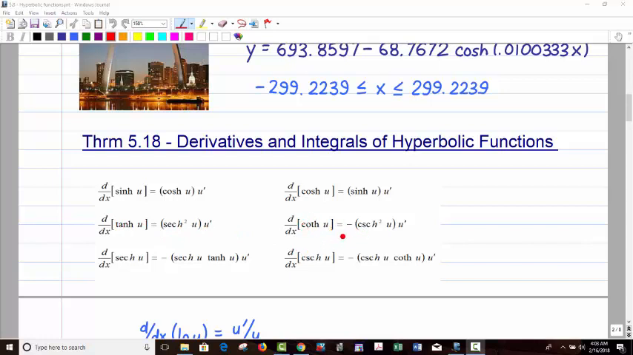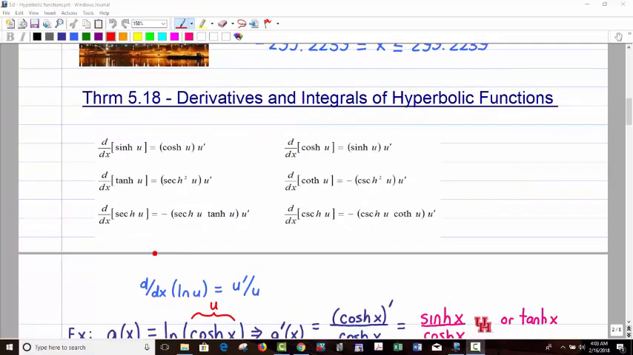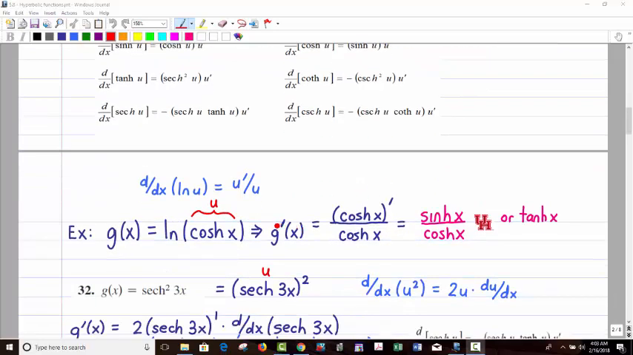Cotangent h is negative cosec h squared. I get tired of saying hyperbolic after a while, so I just call it h. So sec h: now this one's different than trig. Trig would not have a negative sign for the derivative of secant itself. The derivative of cosec h has a negative, as would regular cosecant. All right, well, these aren't too bad.